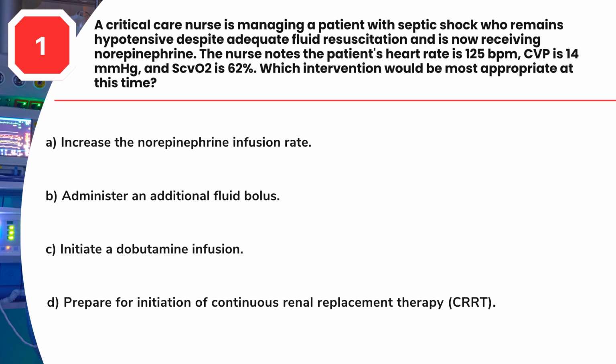Question 1. A critical care nurse is managing a patient with septic shock who remains hypotensive despite adequate fluid resuscitation and is now receiving norepinephrine. The nurse notes the patient's heart rate is 125 bpm, CVP is 14 mm of mercury, and ScvO2 is 62%. Which intervention would be most appropriate at this time?